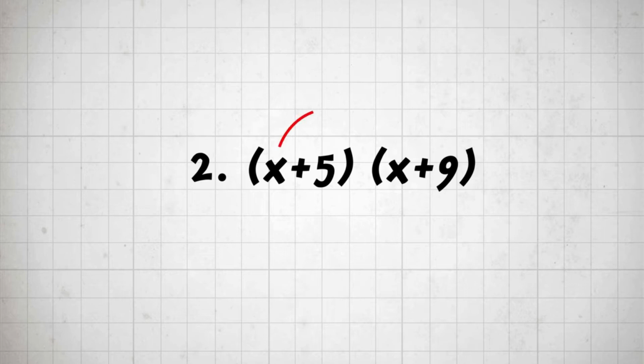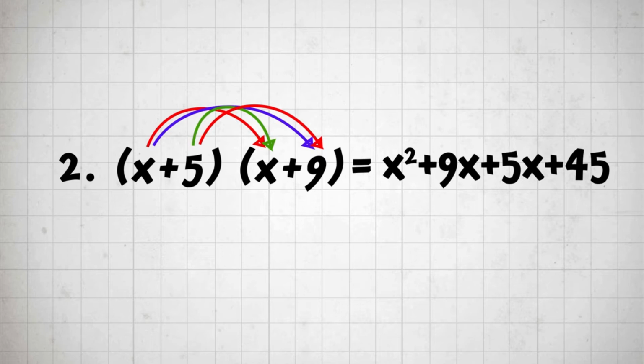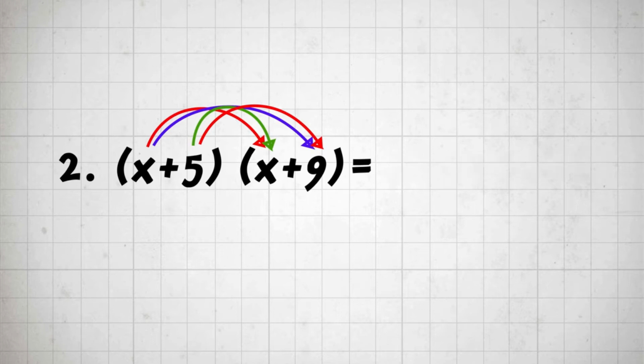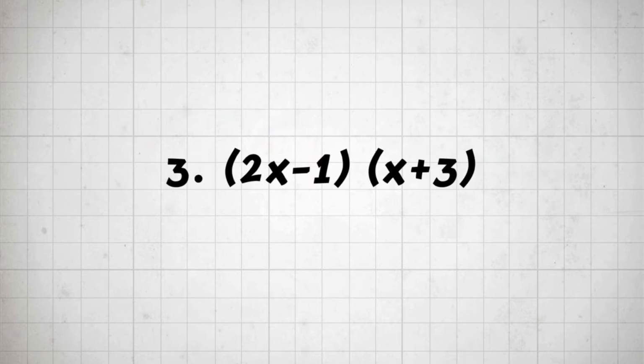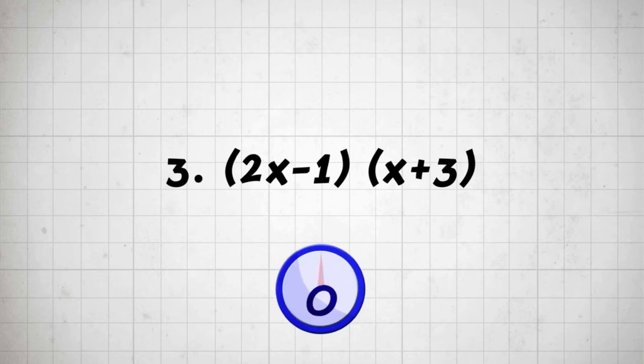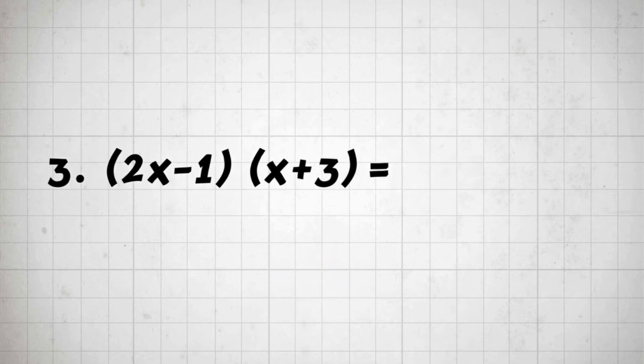Time is up. Here, we use the FOIL method since the given factors are both binomials. We shall get x squared plus 9x plus 5x plus 45. Since there are similar terms, we can simplify into x squared plus 14x plus 45. Another 7 seconds for item number 3. Let's do this. Time is up. The answer is 2x squared plus 5x minus 3.